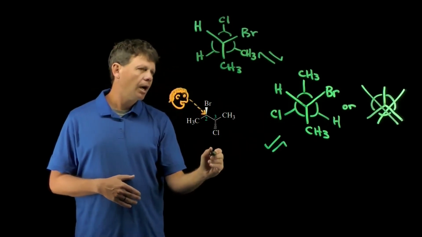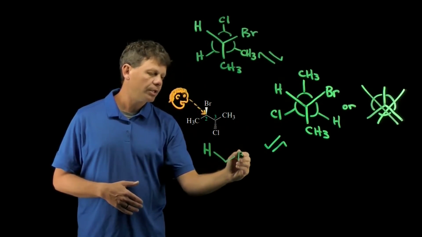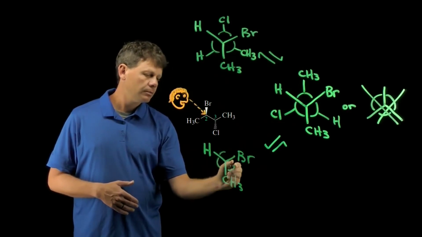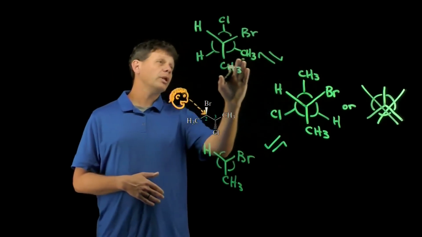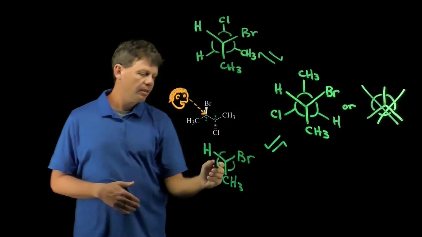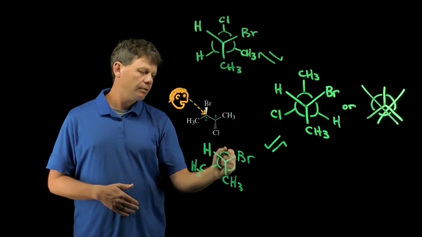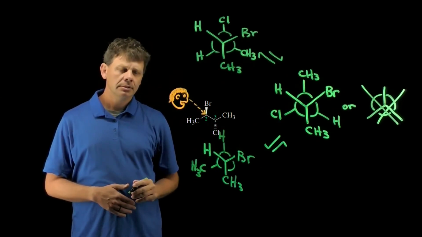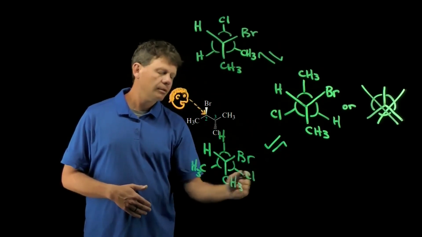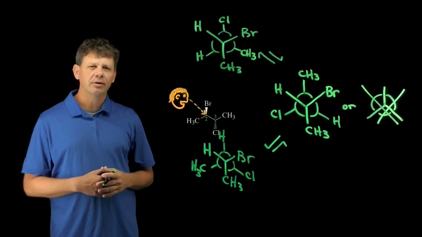Do the same thing on the bottom, except we'll rotate the other way. Instead of going 120 degrees clockwise, we'll go 120 degrees counterclockwise. So up here, the methyl group went that way. Now we're going to have the methyl group go this way. So we'll put the CH3 over here. The hydrogen is up. And the chlorine is to the right. This gives us the three staggered conformations.